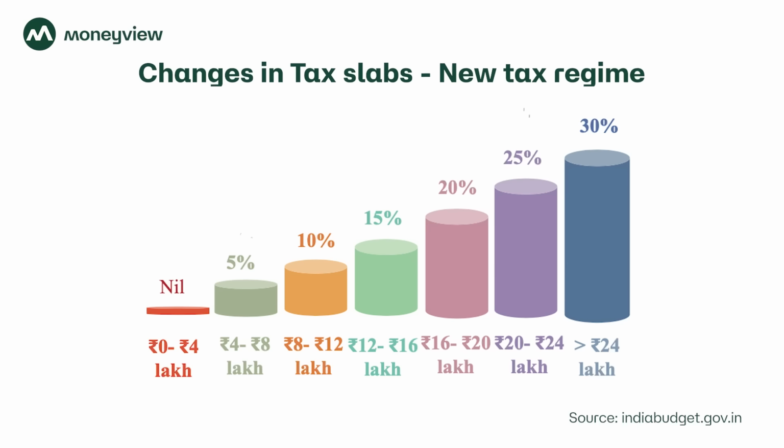Let's look at what the tax burden will be under the revised slab. Up to rupees 4 lakhs, no tax. 4 to 8 lakhs, 5%. 8 to 12 lakhs is 10%. 12 to 16 lakhs, 15%. 16 to 20 lakhs is 20%. 20 lakhs to 24 lakhs is 25%. And above 24 lakhs, it will be 30%.